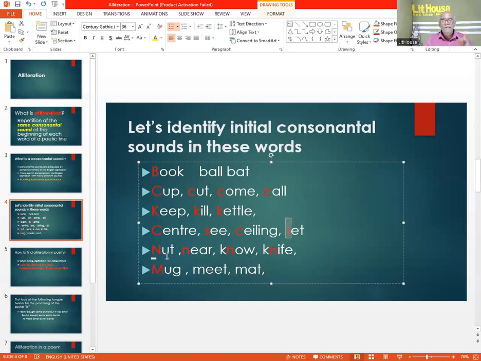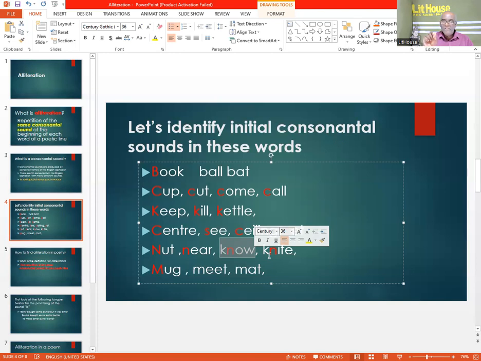Next one, nut. Initial letter is N, sound is N. Near. Initial letter is N, sound is N. No. Look at this strange word, no.